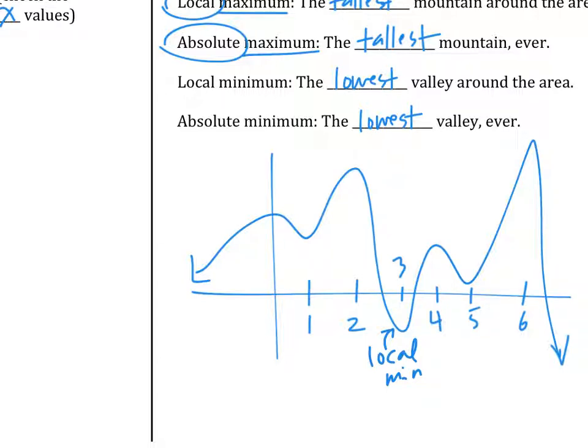Okay, so 3 is not the lowest ever. It's just the lowest around that area. Then what about 4? What is this categorized as? Is that like a mountain shape? Is it the tallest ever? No, so that's a local max. Wait, how do you know if it's an absolute minimum? Absolute minimum means it's the lowest ever. It would be the lower bound. So absolute has to be absolute, right? So there can only be one. Local can be many.